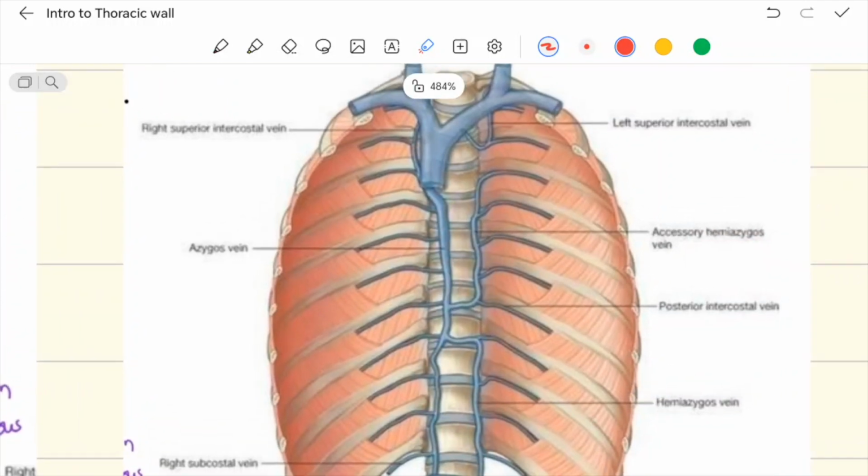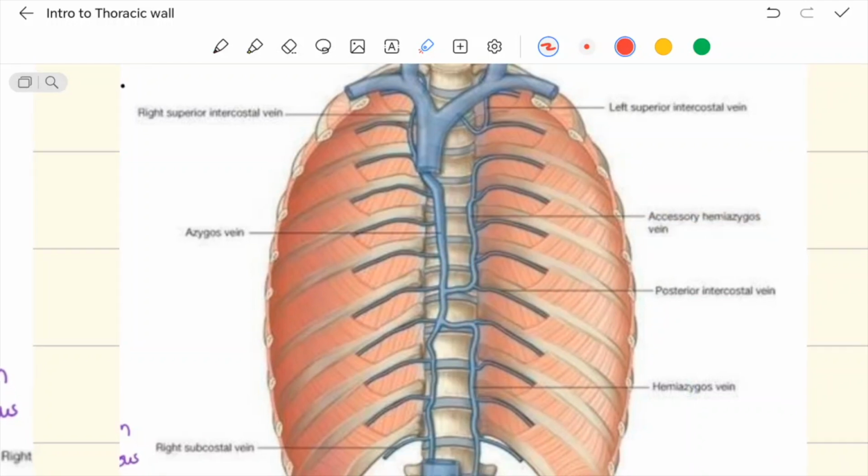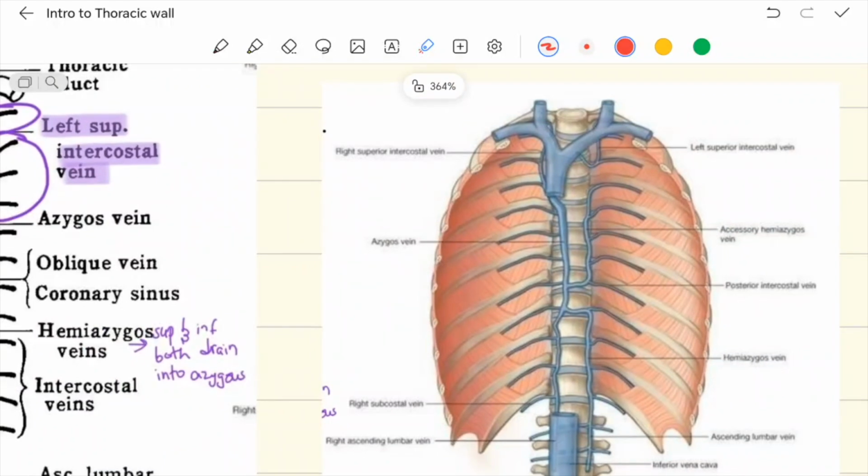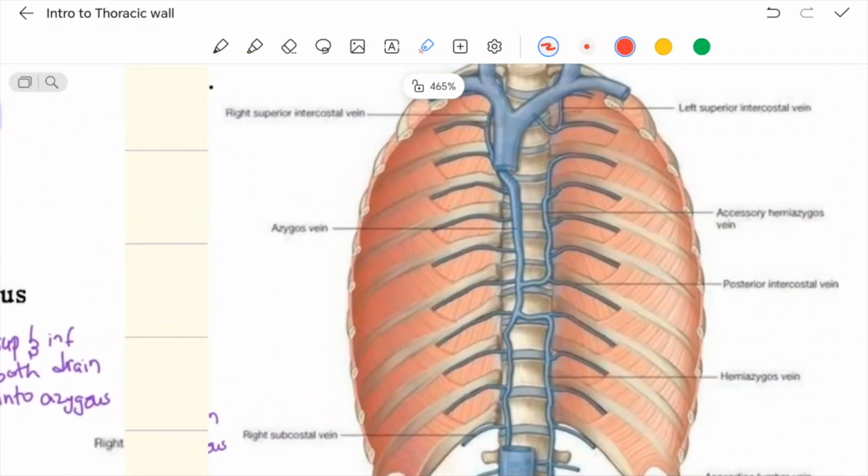In some books, they call the top one the accessory hemiazygos vein, and in some books, they call it superior and then inferior. So here we have the hemiazygos vein and accessory in this photo, but in other books, they can call it superior and inferior. Those hemiazygos veins collect the left posterior intercostal veins, which will drain into them, and the right posterior intercostal veins will drain into the normal azygos vein.